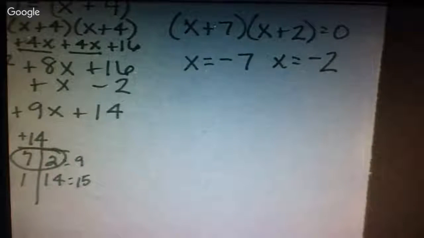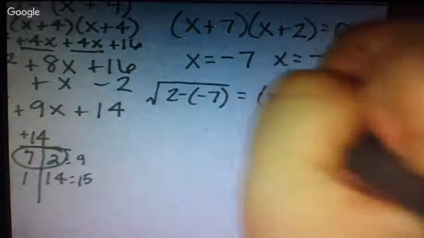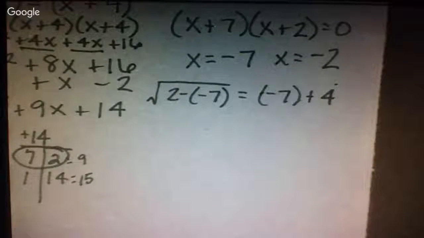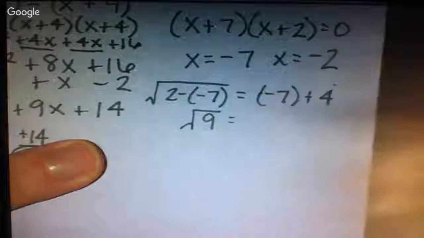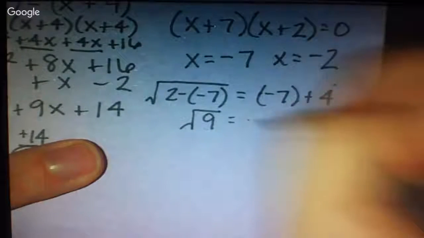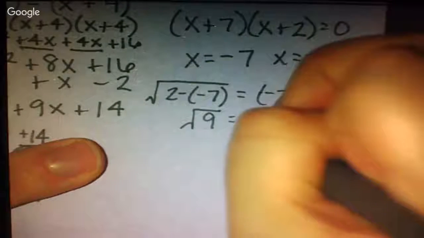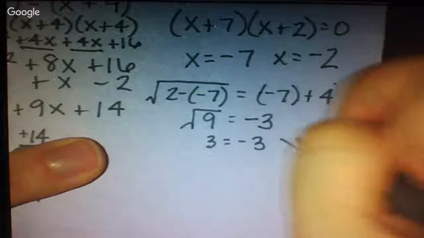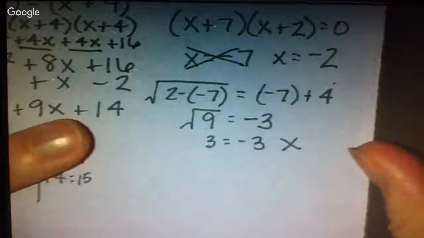Again, we need to plug both of these in to see if they work. So we get the square root of 2 minus -7 equals -7 plus 4. So what am I left with when I plug in -7 on the left? The square root of 9. And it works. It's 3. But on the right-hand side, we're left with -3. So 3 does not equal -3. So -7 is an extraneous solution.